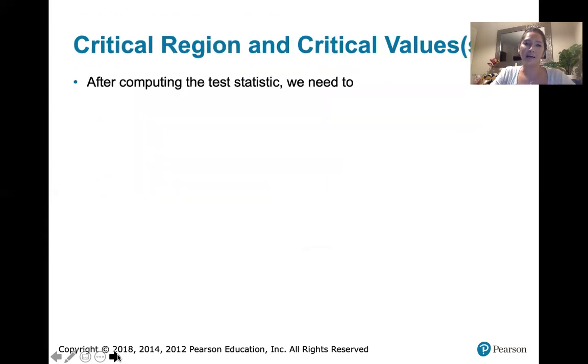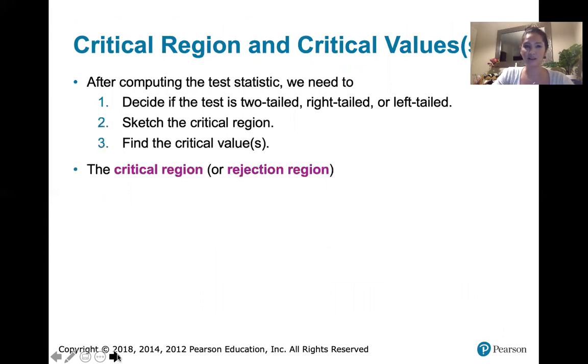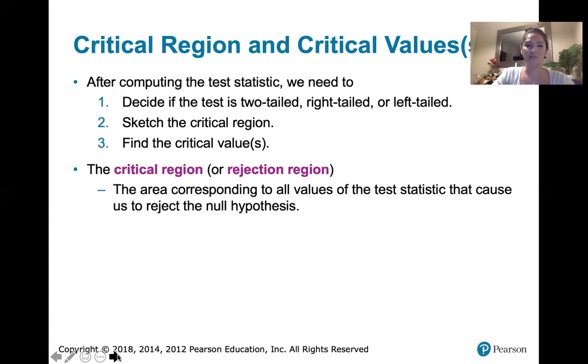So let's talk about the critical region and the critical values. After computing the test statistic, which we talked about in the last video, we need to decide if the test is two-tailed, right-tailed, or left-tailed. We'll get to that in a moment. Then we need to sketch the critical region and find the critical values. Now, the critical region is also known as the rejection region. This is the area corresponding to all values of the test statistic that cause us to reject the null hypothesis.